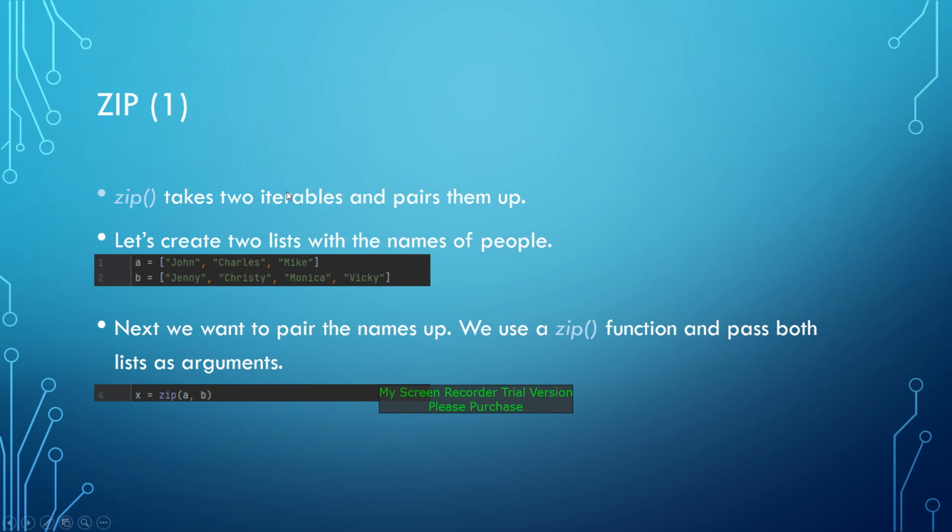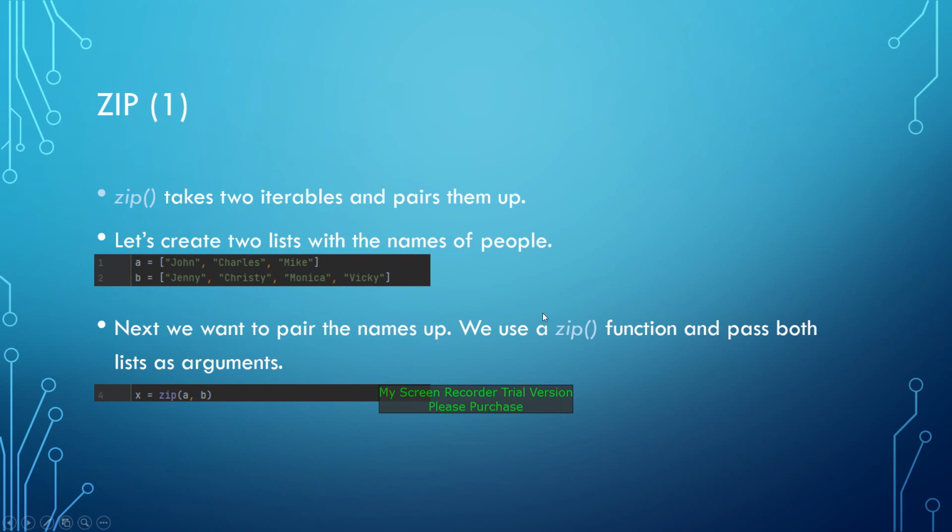So with zip, we take two iterables, and we pair them up. So if we make two lists, list A, and then we write the names John, Charles, and Mike. Now let's say we want to go dancing, and these are the men in the group, and then these are the women in the group, and they want to go dancing together. So we can pair them up. So A being John, Charles, and Mike, and B being Jenny, Christy, Monica, and Vicky. So we want to give every guy in the group a dance partner.